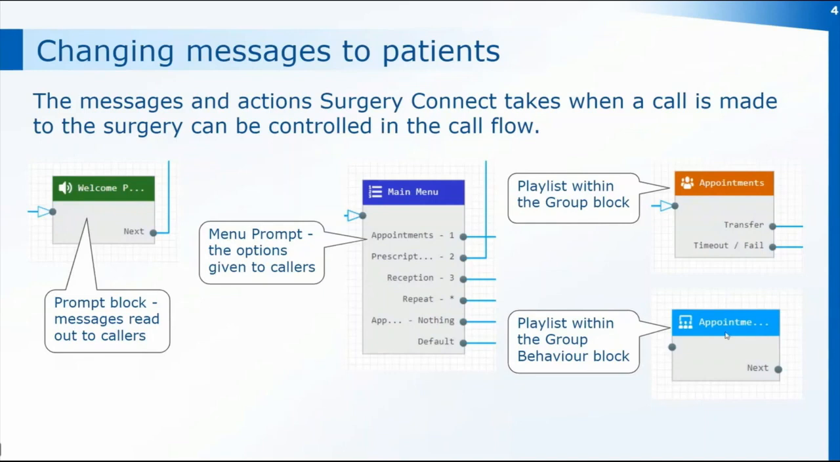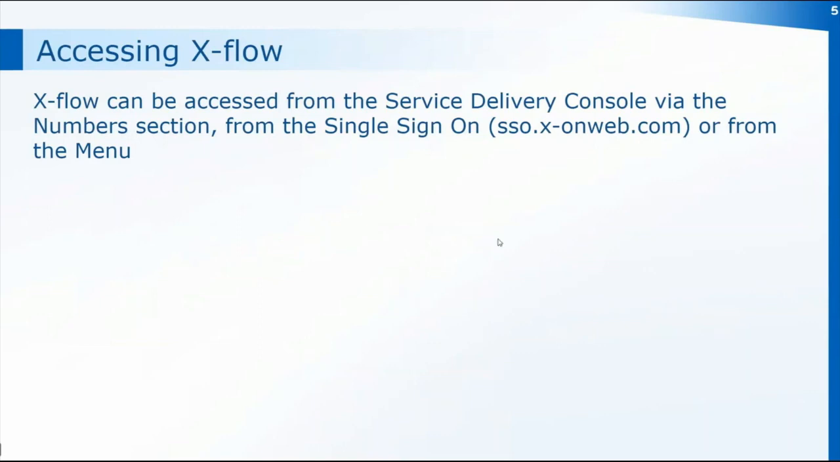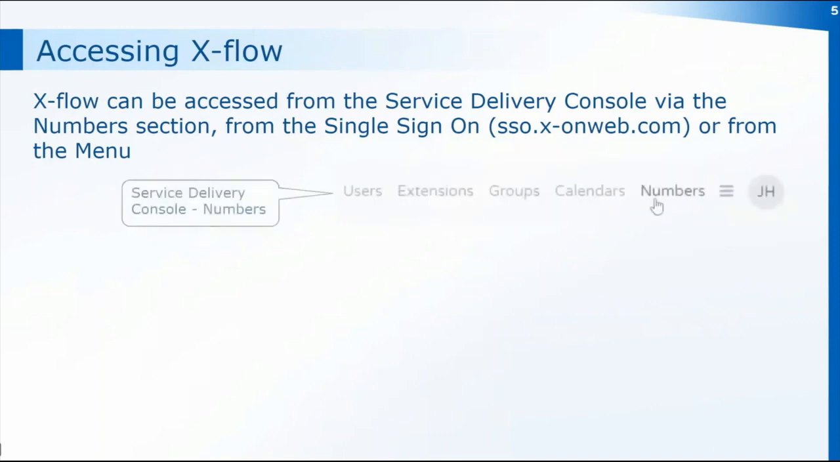So all of these options are changed in Xflow, and Xflow can be accessed from various places. The easiest place to go to Xflow from is probably the service delivery console. So if you're in there in the numbers section, you'll have a list of all the numbers and call flows set up for the practice, and you can click on the blue edit icon and it will take you straight into Xflow and load that call flow up for you.